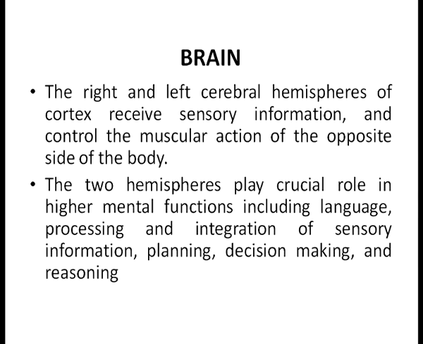So, we talked about the visual information which is processed in the occipital lobe, the auditory information that is processed by the temporal lobe, and next is the sensory information that is processed by your somatosensory cortex, which is located in the parietal lobe. The right and left cerebral hemispheres of the cortex receive sensory information and control the muscular action of the opposite side of the body. The two hemispheres play a crucial role in higher mental functions, which include language, processing and integration of sensory information, planning, decision making and reasoning.